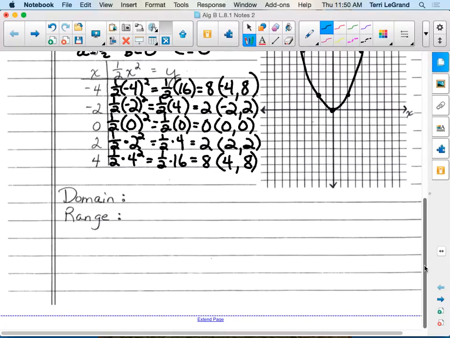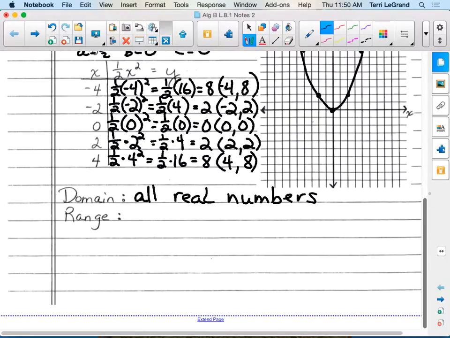We could have put an x value in that was like 1.5. We don't have to have integer values, I just want you to have integer values in your table. You can pick any x value you want. I will try not to make it painful for you and pick things like 5/8, where you have to square 5/8 and then take that times 1/2. No, we just pick nice numbers. Domain is all real numbers. Go to your notes and write that: all real numbers.